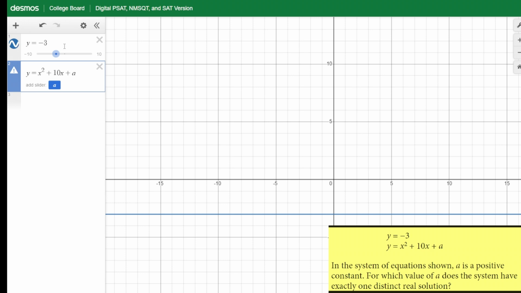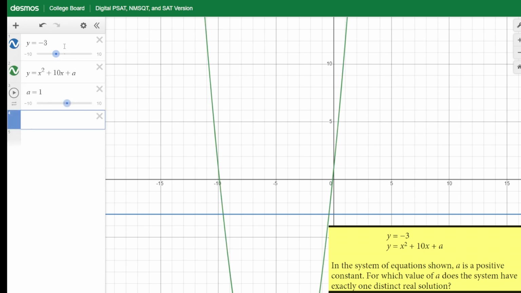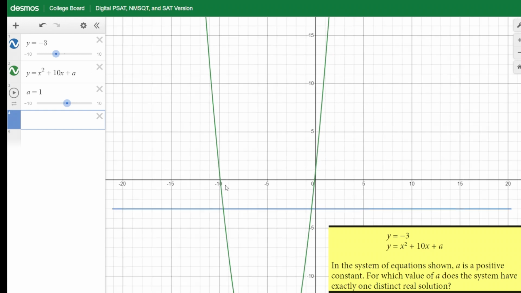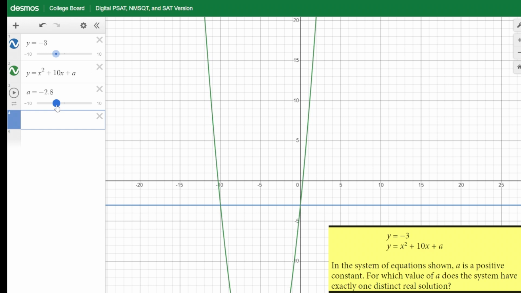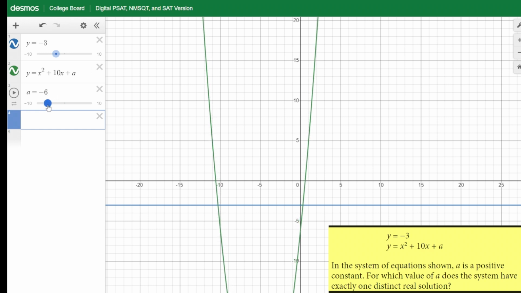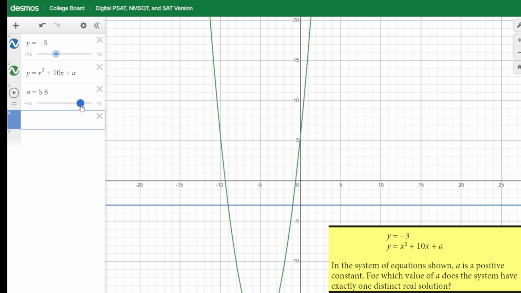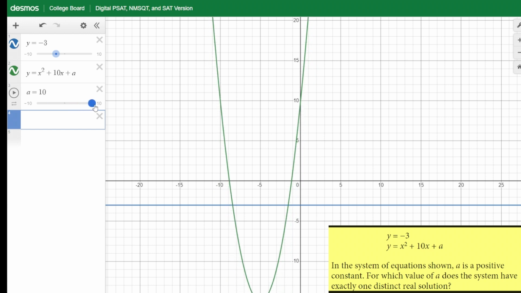Okay, now when you put in a constant as a here, automatically it will say add a slider. And the slider's default value is going to be between -10 and 10. So let's see what happens when we move it one way or the other. When we're moving it to the left, our vertex is going down. We don't want it to go down, we want it to go up. So as we're moving it to the right, all the way to 10, our vertex has moved up, but we haven't really touched the y equals -3 line here.